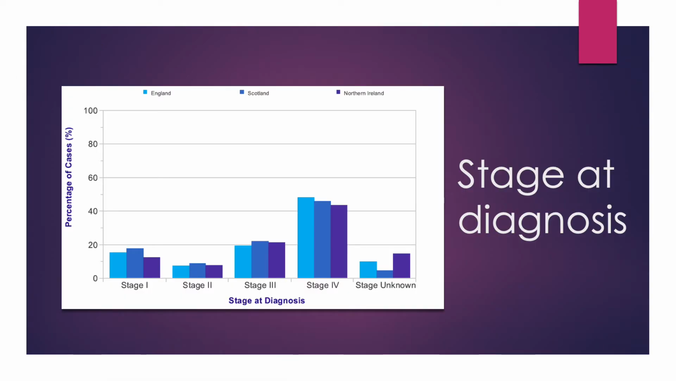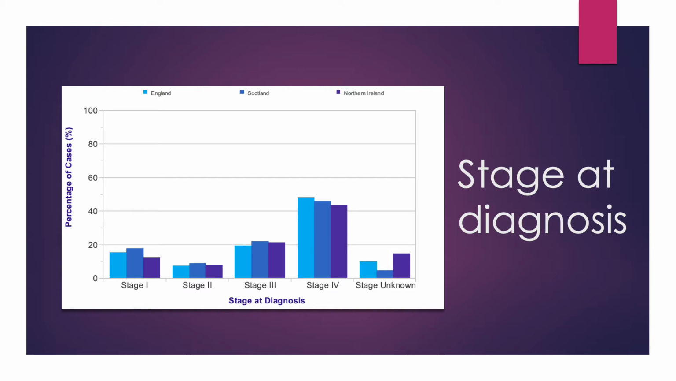If you look at this graph, you can see the number of cases of lung cancer that are diagnosed at each stage of the disease in the UK, excluding Wales. And this is because Wales is under a different health system to the rest of the UK. The different coloured bars representing England, Scotland and Northern Ireland are coloured in different shades of blue.